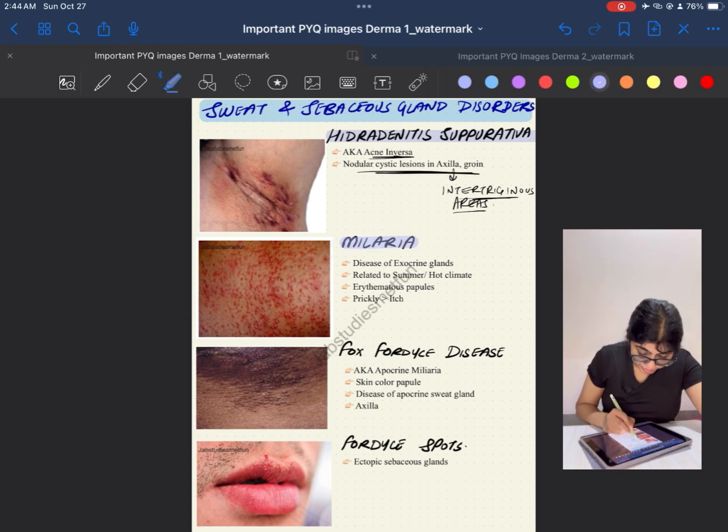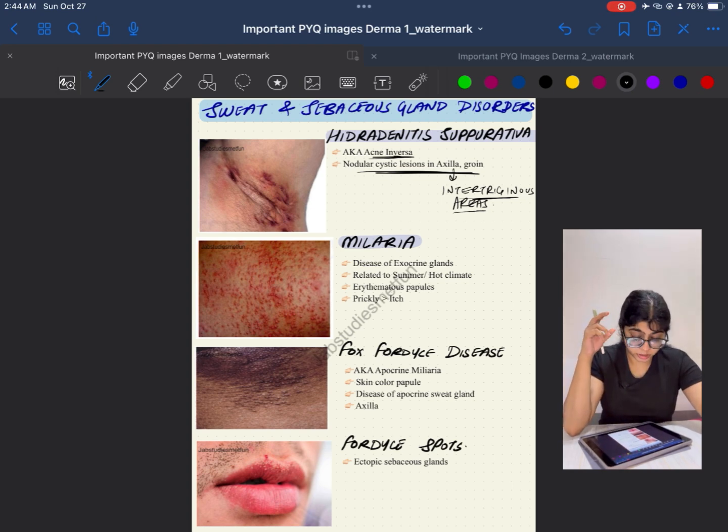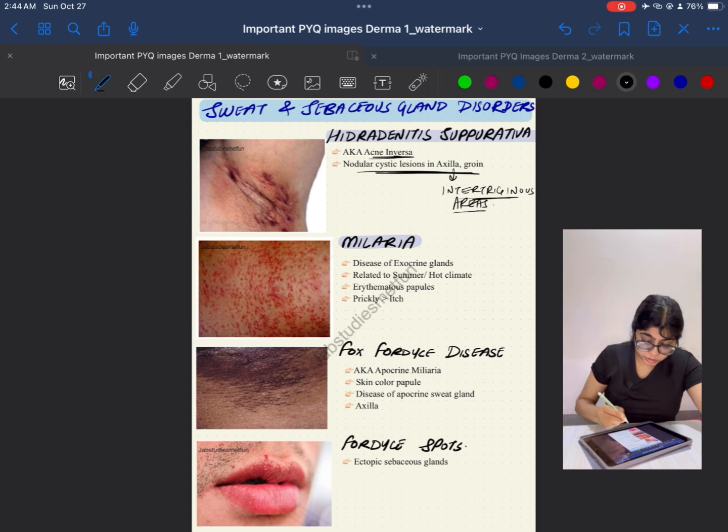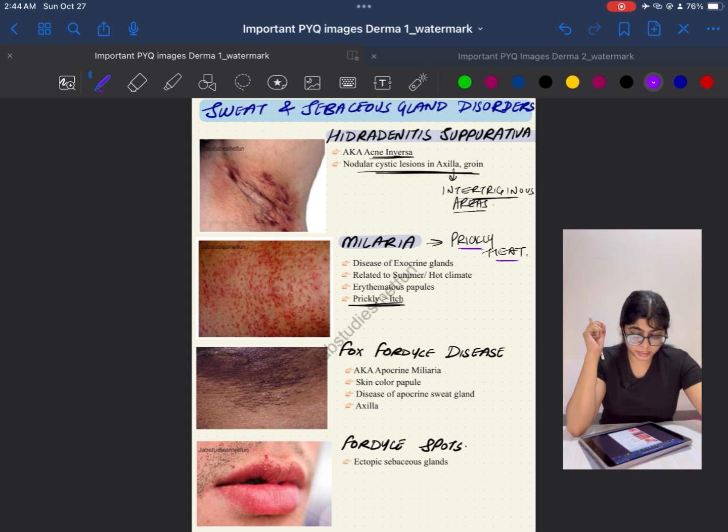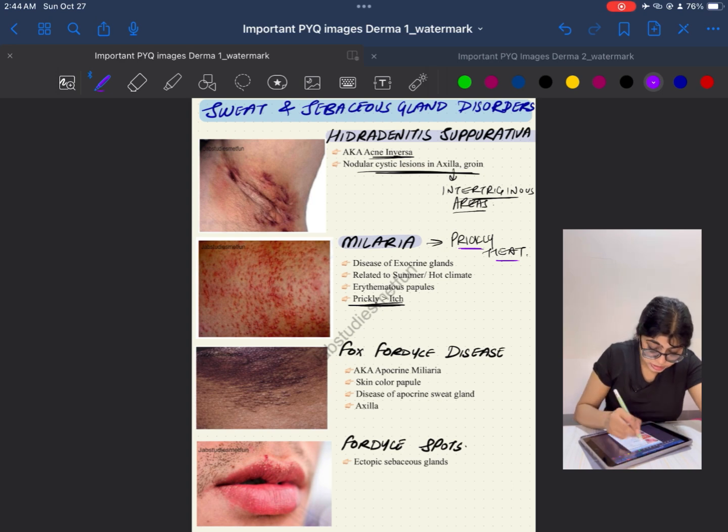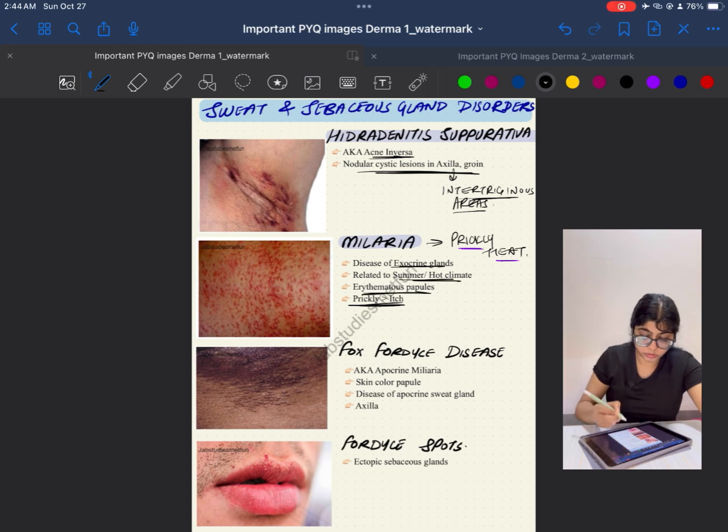Next we have is miliaria. Miliaria is a very common occurrence during summers, and you know it very commonly as prickly heat. This is a reminder that if you have ever encountered this, you'll remember that it pricks. It pricks your skin more than it itches. So there is less of pruritus, and it is a disease of exocrine glands, and it is related to summer and hot climates, which includes erythematous papules over the skin.